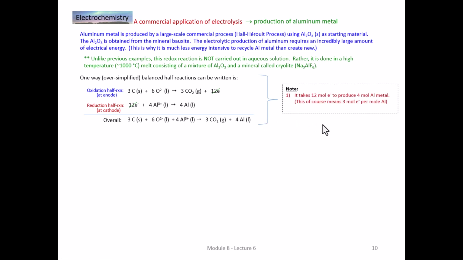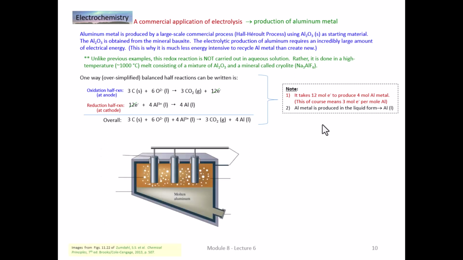You might note here that it takes 12 moles of electrons to produce 4 moles of aluminum metal. This of course means 3 moles of electrons per aluminum, and also that aluminum metal is produced in the liquid form. Now, one way to draw a schematic for how this might happen in a large electrolytic cell on an industrial scale is this picture right here, and we'll label some things.